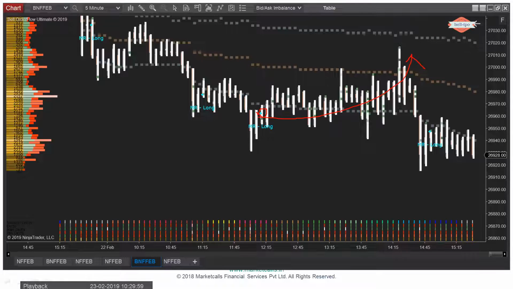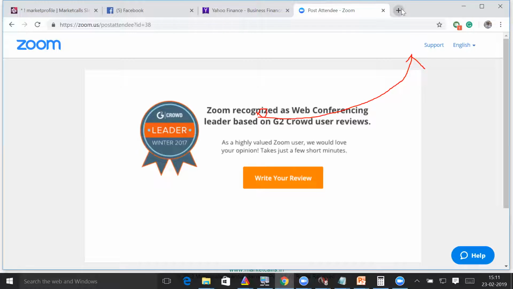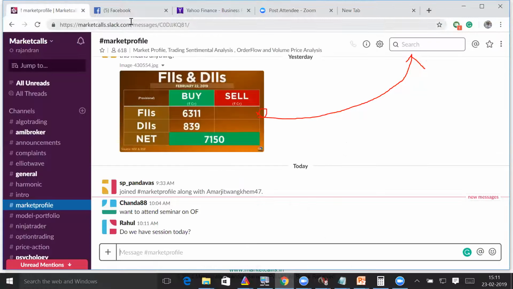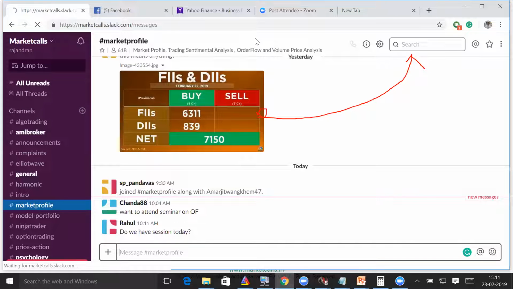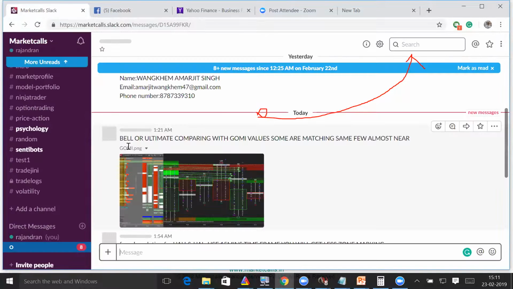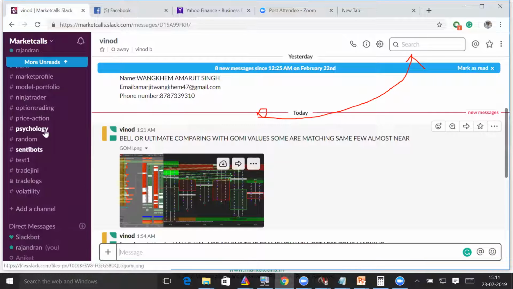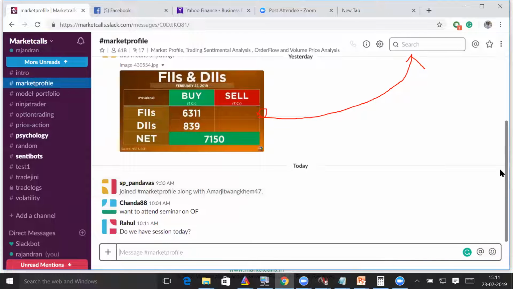I guess many people haven't onboarded to the Slack. Slack is our own private trading community, marketcalls.slack.com, where day in and day out we talk about market profile patterns, order flow patterns, and there we also track pending OFA levels with trap buyer or trap seller volume, whether it has been hit or not. We tend to have such information over there.